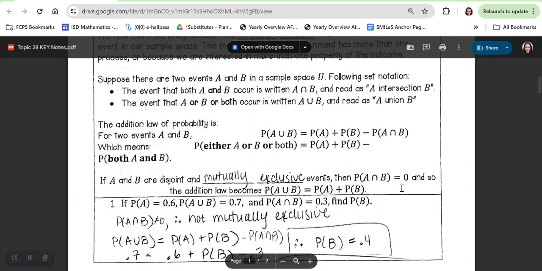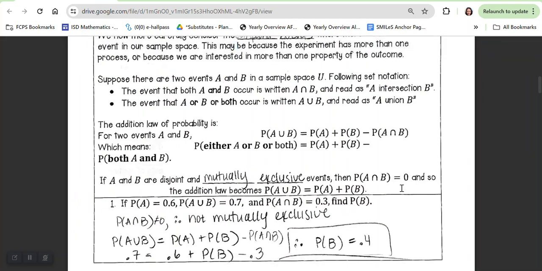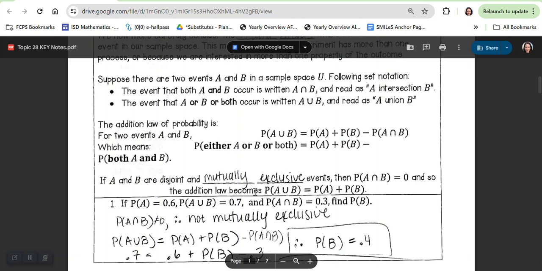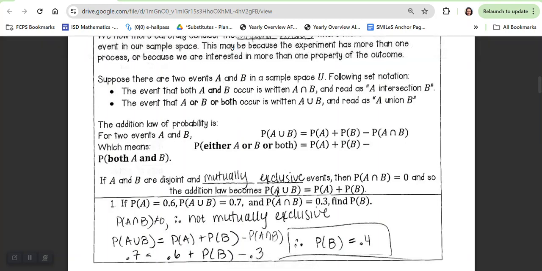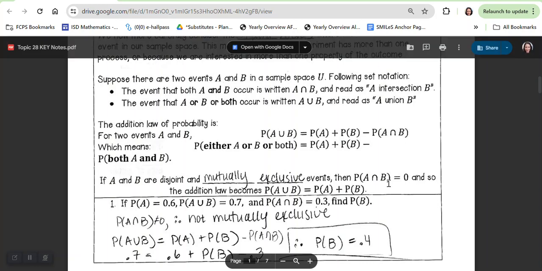So, when things are mutually exclusive, then the addition law becomes this one right here. The probability of A union B is just the probability of A plus the probability of B, because the probability of them both happening is 0. So subtracting 0 doesn't change anything. So you get this simpler rule.